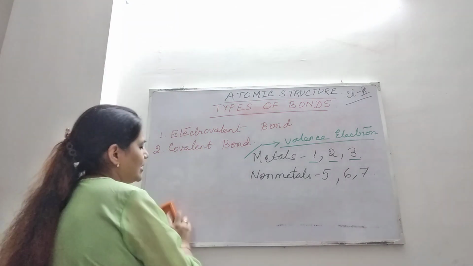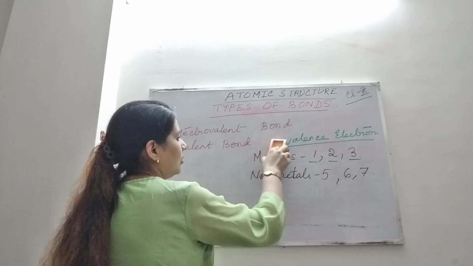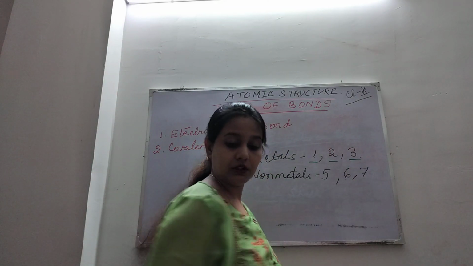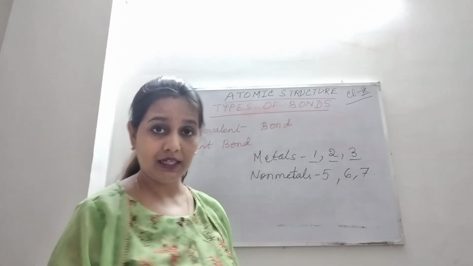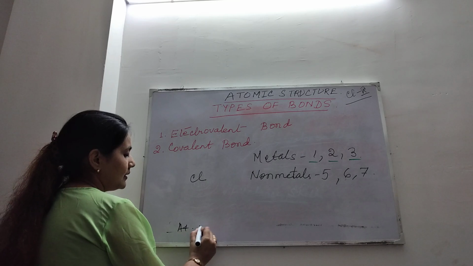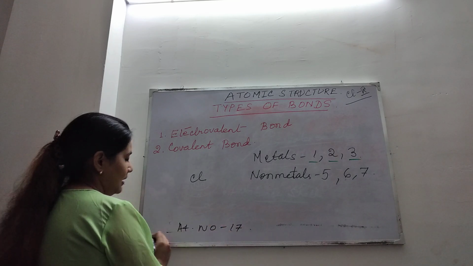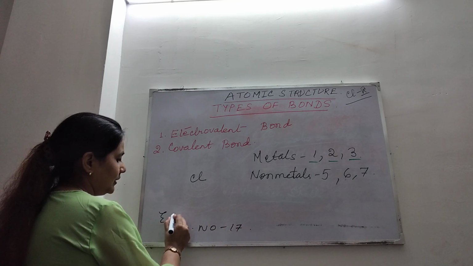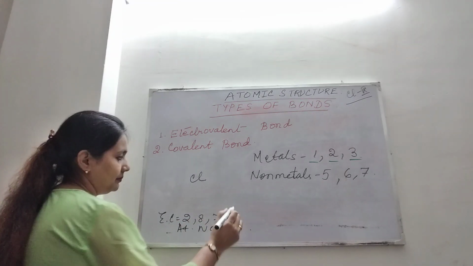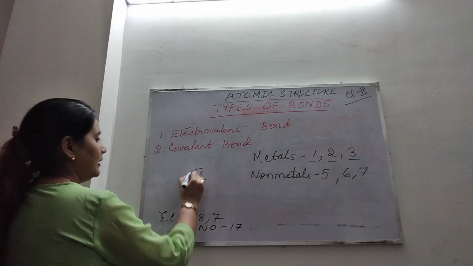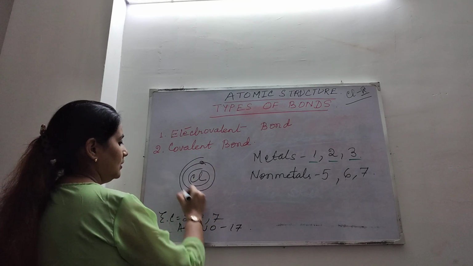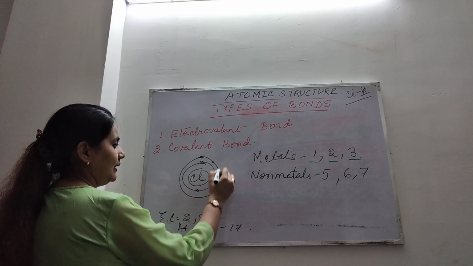So one example we can take, suppose we name any non-metal. Okay, we take chlorine. We all know that chlorine is a non-metal. So what is the atomic structure of chlorine? Can anybody say? Yes. Chlorine, the atomic number is 17. Hence the electronic configuration will be 2, 8, 7. So chlorine in the first shell will have 2 electrons. In the second shell, 8 electrons.